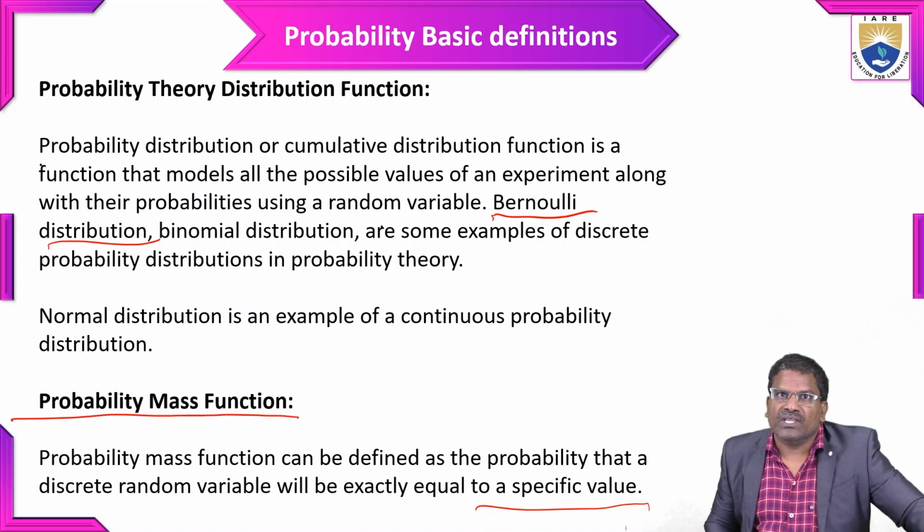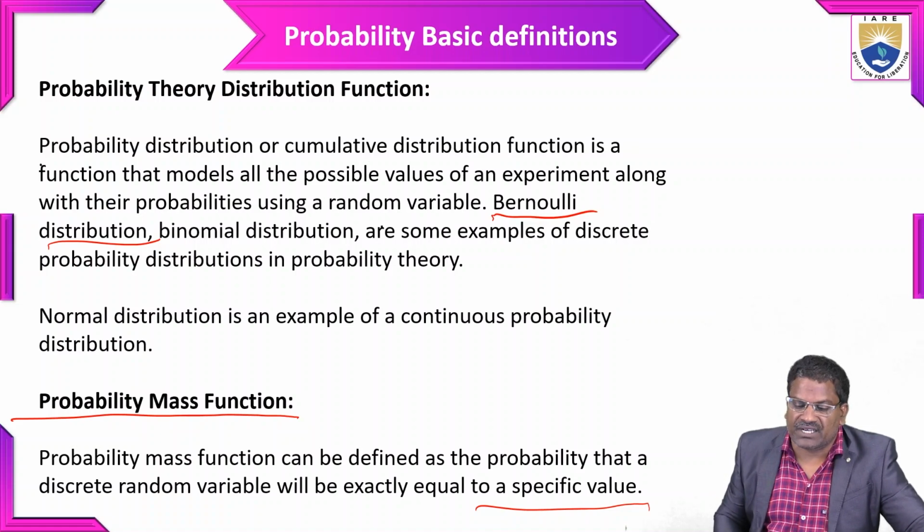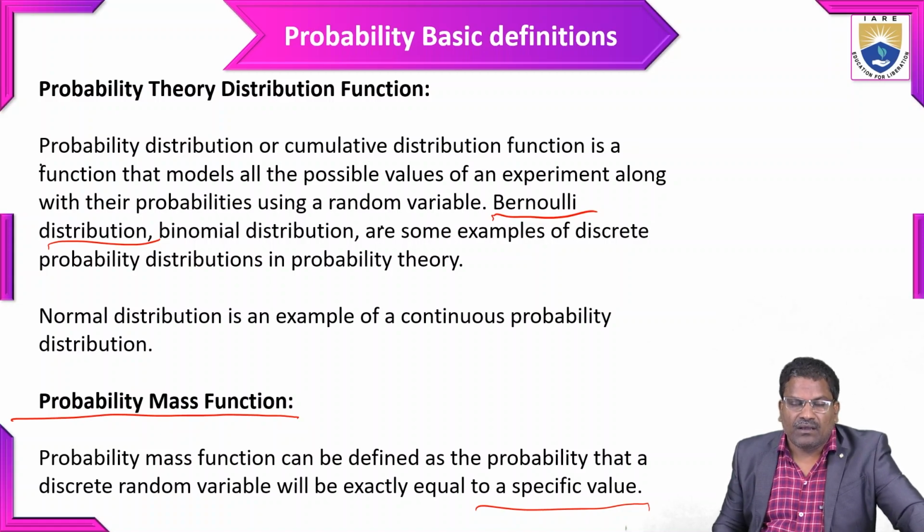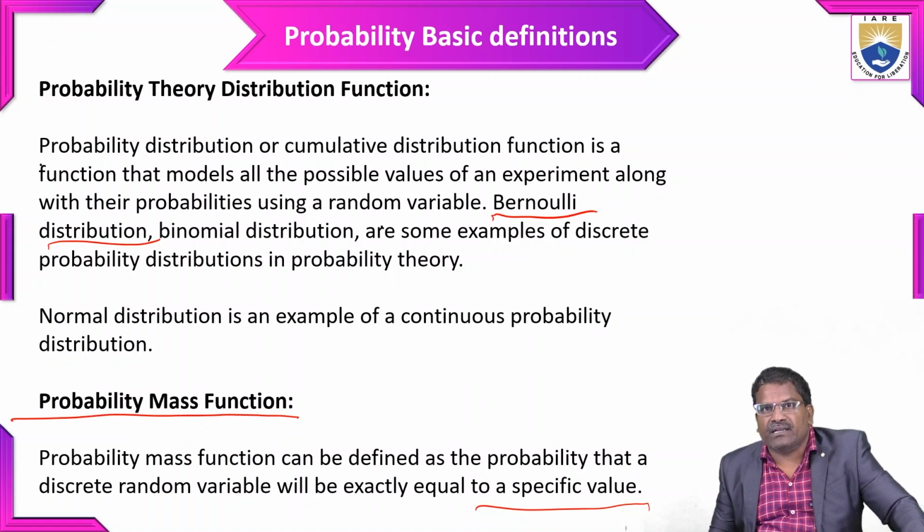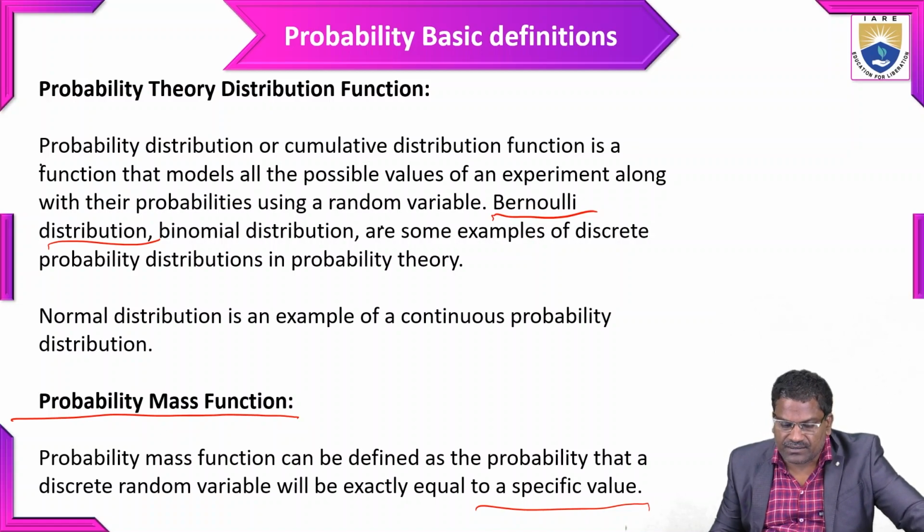Now let us see probability theory distribution function. The probability theory distribution function comes from a Bernoulli distribution, binomial distribution, and it well defines normal distribution also. Now let us define probability mass function.